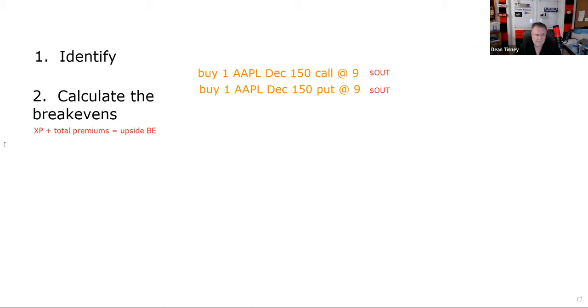So our combined premiums are 18. We're going to take 150 plus 18. That gives us our upside breakeven. And then we're going to have our downside breakeven. As we said, this is the only one in which we have two breakevens. And again, we're either buying or selling volatility. Here we're buying 18 points of volatility.